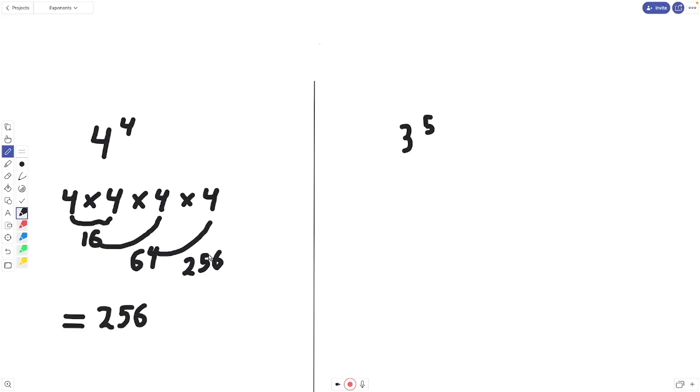Alright, moving on to the last example of the video. We have 3 as the base and 5 as the exponent. How many 3's are we going to write? We're going to write 5 3's. I'm going to write just 5 3's to show you one more time. So you can write 1, 2, 3, 4, and 5, and then you put a multiplication sign in between each one.